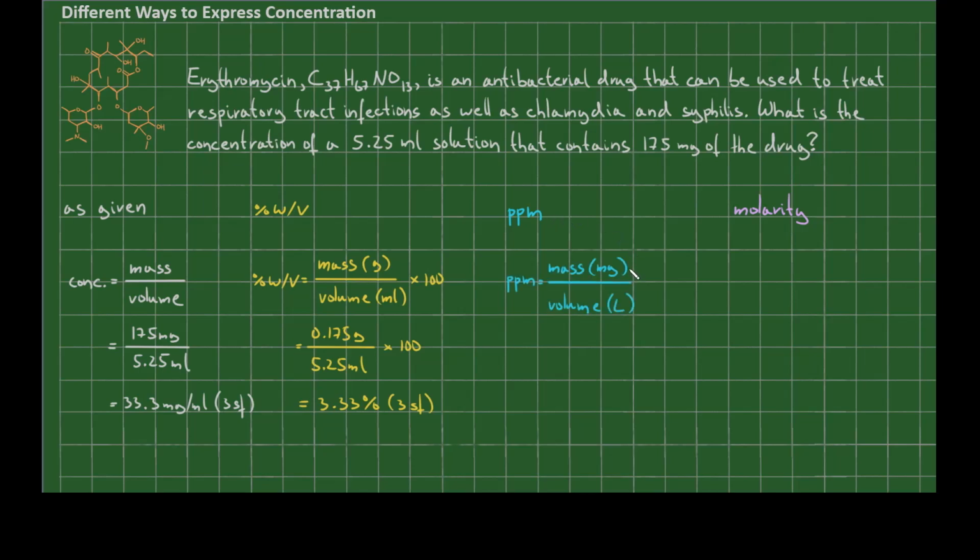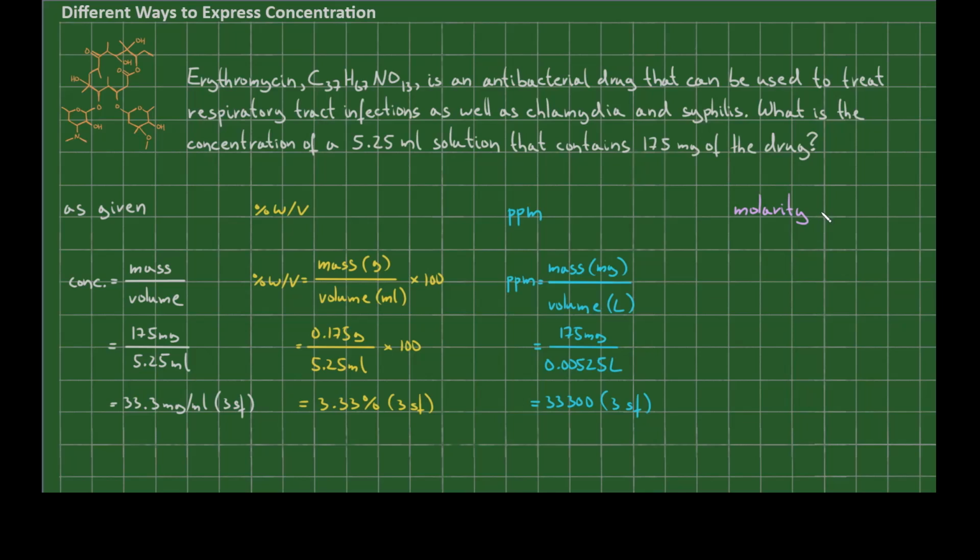What do I need to do for parts per million? Here, the mass is in milligrams and the volume is in liters. This means that I will have 175 milligrams divided by 0.00525 liters. And that will give me 33,300 parts per million when rounded to 3 significant figures.